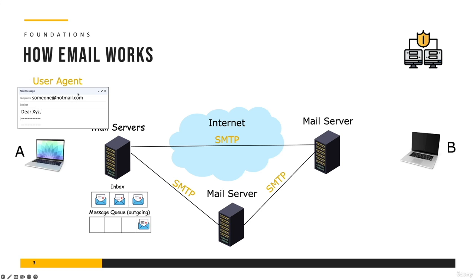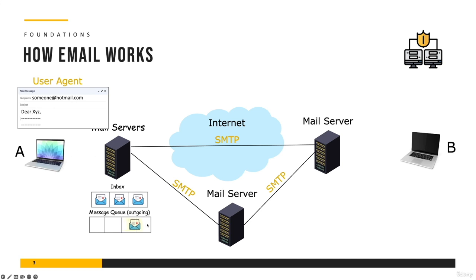So all of that stuff is handled by the user agent. Now, once the email is ready, it's sent to the mail server. So for example, let's say the user is using the Gmail client, right? So it would be forwarded to the Gmail server. But the messaging queue may have previous messages from this user which are waiting to be sent out.